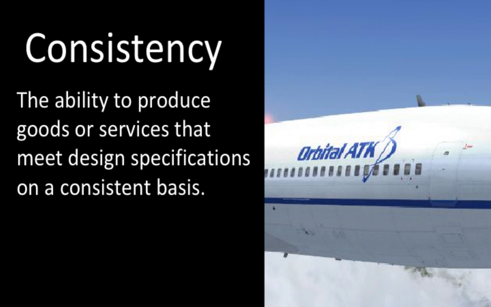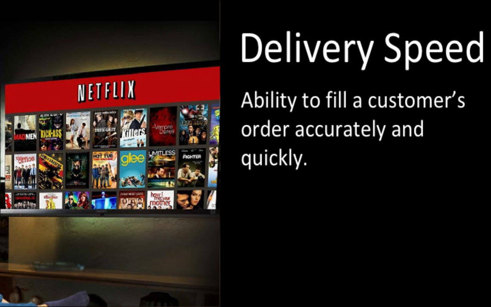ATK has to produce parts for rockets that meet very tight specifications and have a consistent quality with virtually no variance. Any variance could mean catastrophic failure, leading to severe harm, loss of large amounts of capital, and even death. The third category is time and includes delivery speed, on-time delivery, and development speed.